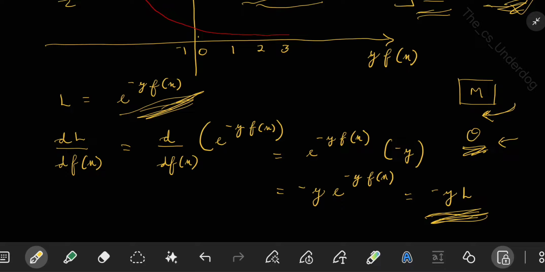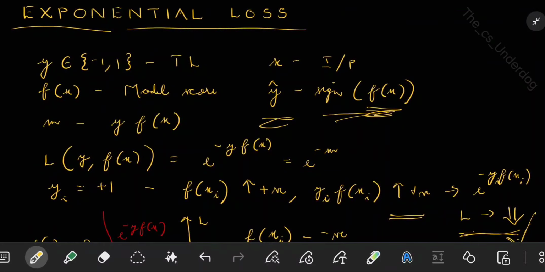But what if your y into f of x is positive? If it is negative, it is an error case. If it is positive, then you want a lower gradient, right? That is what this particular gradient is explaining to you. This is it about exponential loss. This is another loss function which is used for binary classification. From the next lecture, we'll move on to classification with multiple classes, multi-class classification.